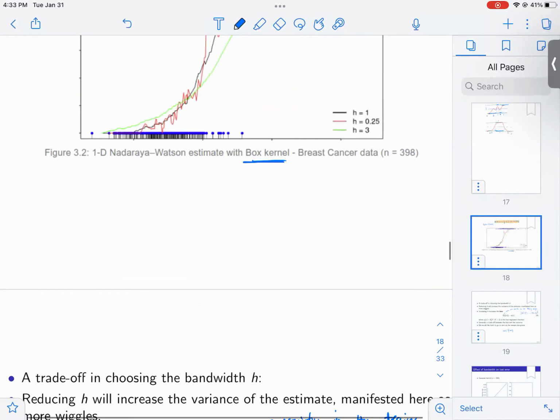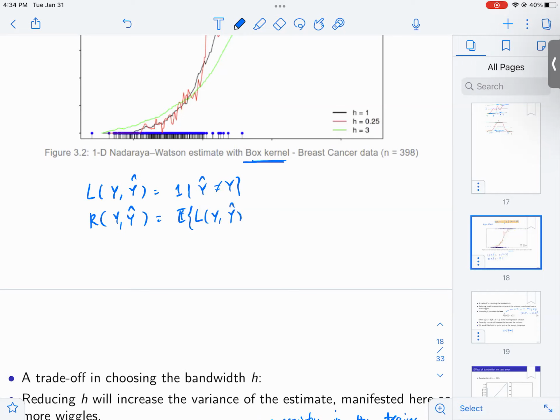Remember, the loss was the indicator that y hat is not equal to y, and the risk was the expectation of the loss. So this would be the probability that y hat is not equal to y. Right? So that's misclassification, the probability that I misclassify it. This is going to be, for example, for f hat of x. So that's our goal. But do we have the risk?